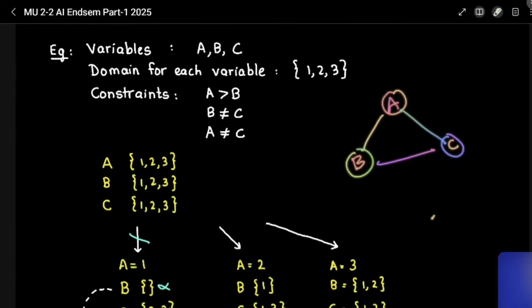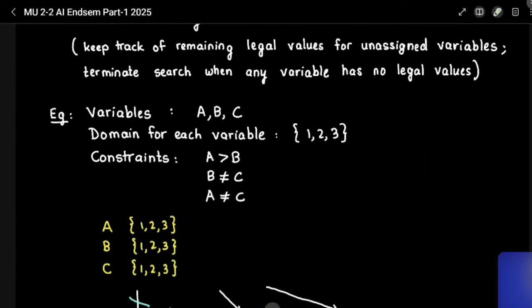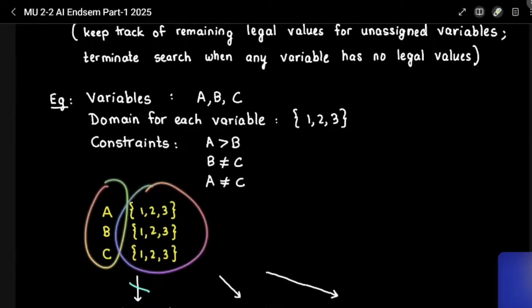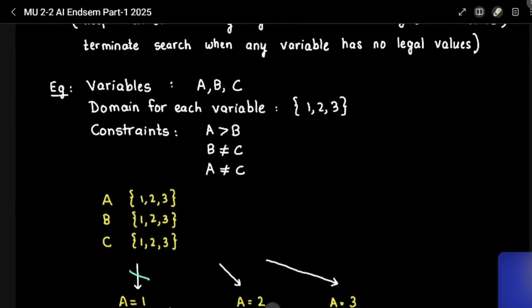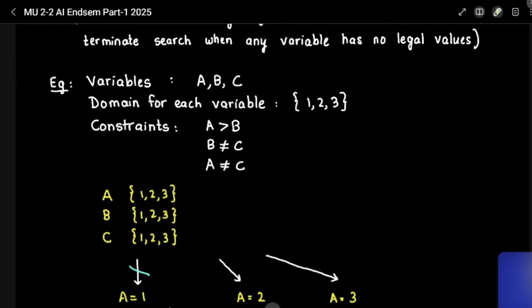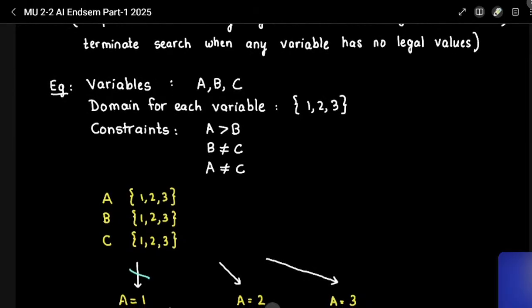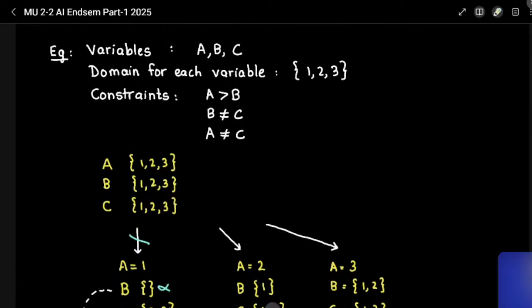So how does forward checking work? I told you, you start with all the variables and their domains side by side. Then you pick one variable and assign it all possible values. So A equal to 1, A equal to 2, A equal to 3. But after assigning the values, you have to eliminate those values in the domains of the other variables which make the assignment inconsistent. For example, once I assign A equal to 1, that would mean A should always be greater than B. So I have to remove all the values from the domain of B that violate these constraints.